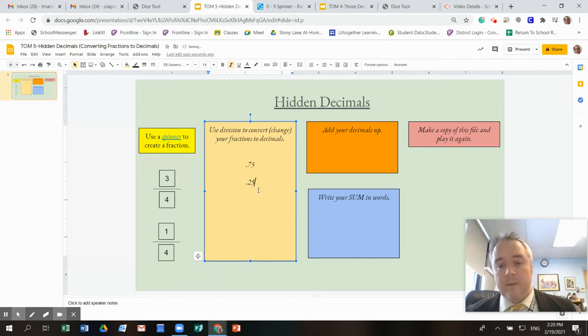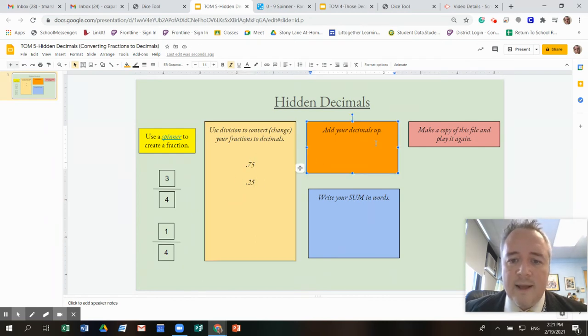Okay. And so what I'm going to do now is add up my 0.75, my 75 hundredths, and my 25 hundredths. And I'm going to actually end up with, if I add those up, 1. It's a whole. It's like having 3/4 and 1/4. That was just luck, right? So I'm going to write 1. That's my answer. Okay. Write it in words.